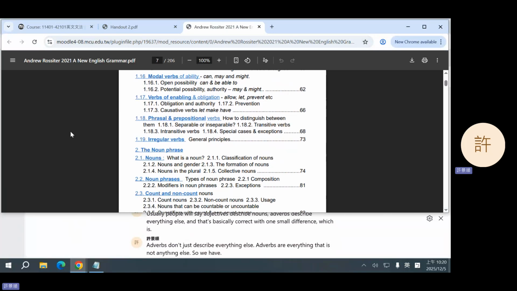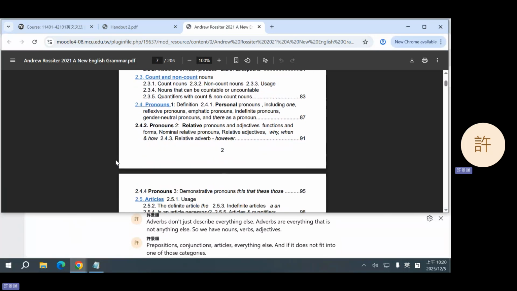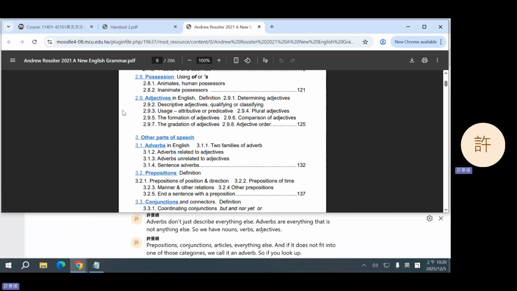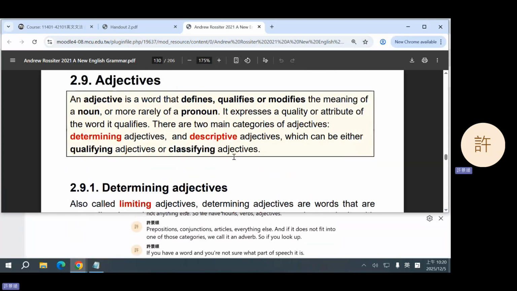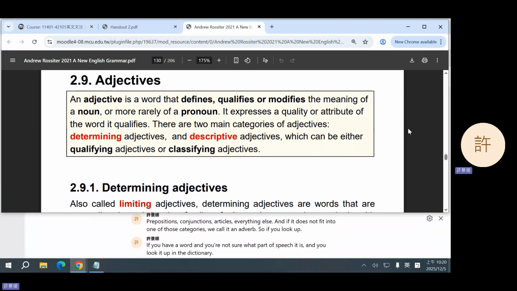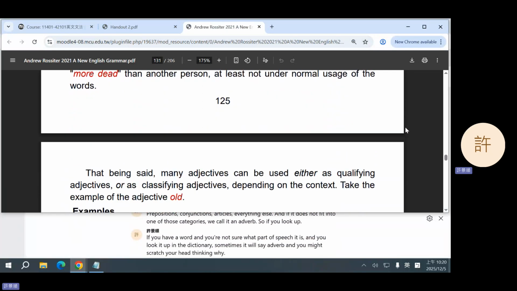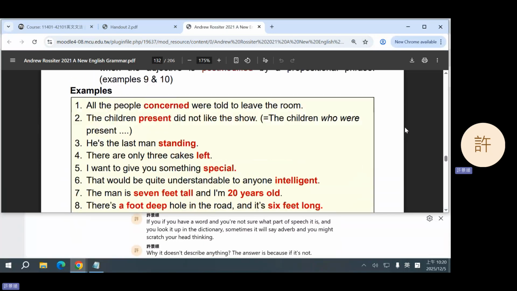So we have nouns, verbs, adjectives, prepositions, conjunctions, articles, everything else. And if it does not fit into one of those categories, we call it an adverb. So if you have a word and you're not sure what part of speech it is, and you look it up in the dictionary, sometimes it will say adverb, and you might scratch your head thinking, why? It doesn't describe anything. The answer is because if it's not anything else, it's an adverb.